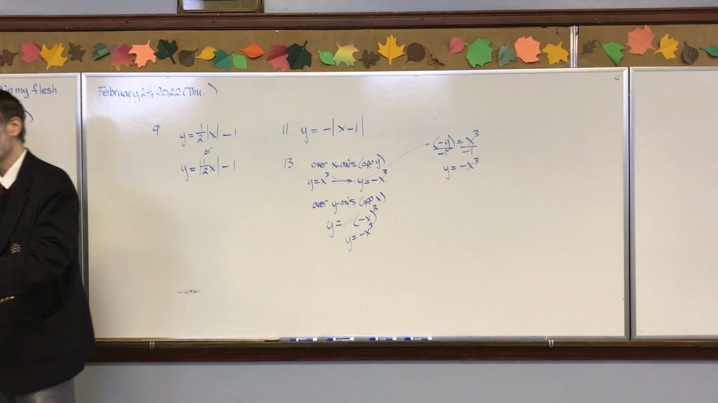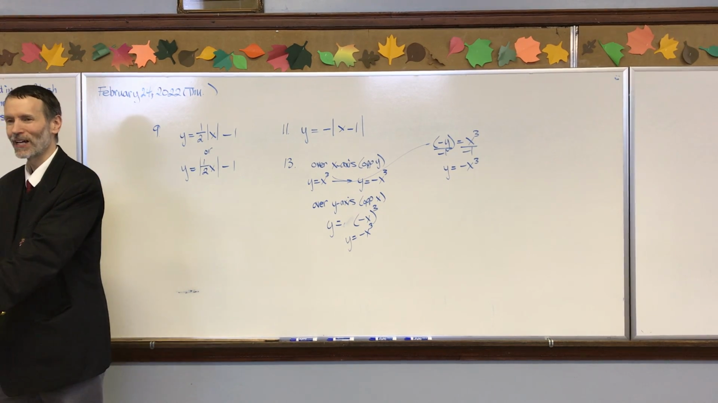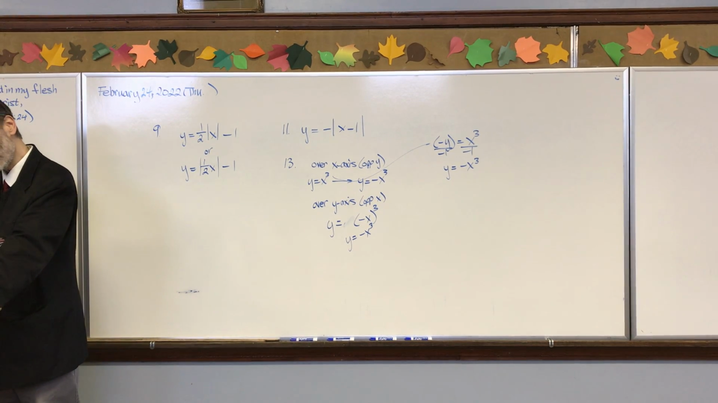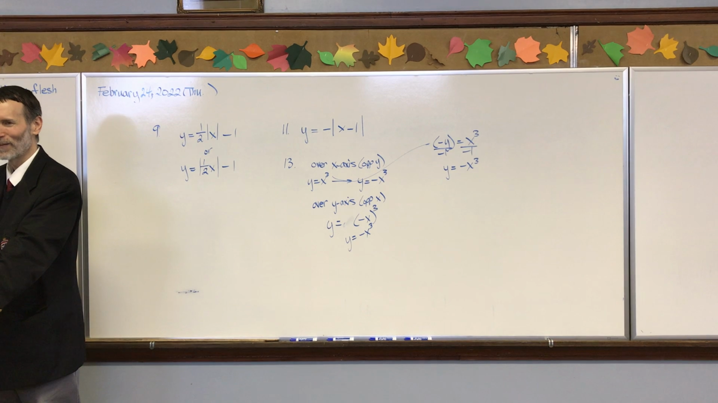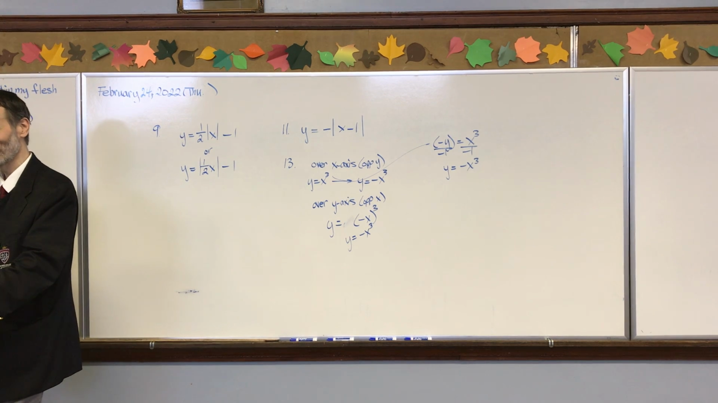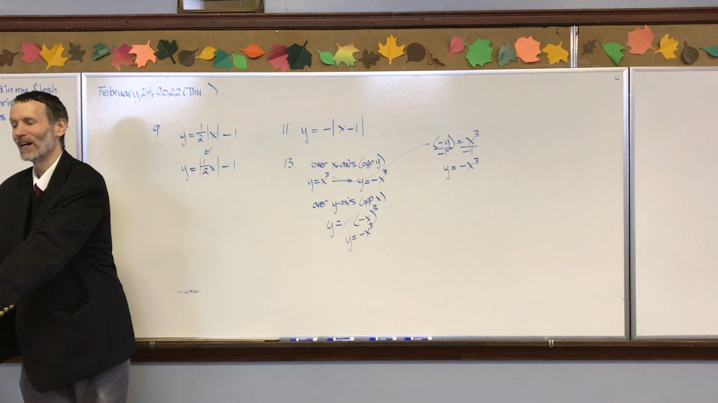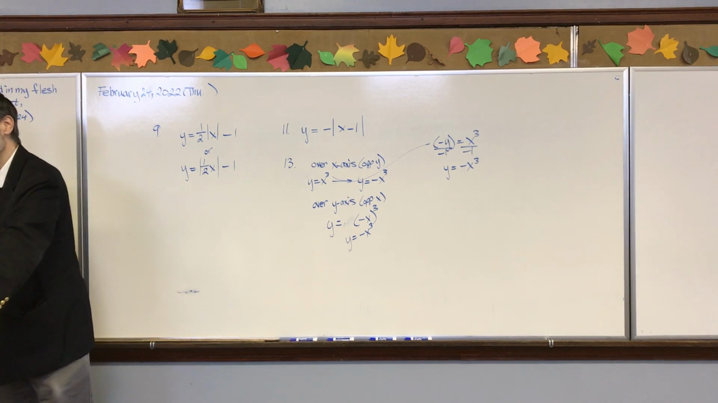Okay, number 14. These are going to be really boring. Y equals negative x squared. 15, y equals negative radical x. Number 16, y equals negative 1 over x. Number 17, y equals negative absolute value of x. And at least number 18, they got a different one.